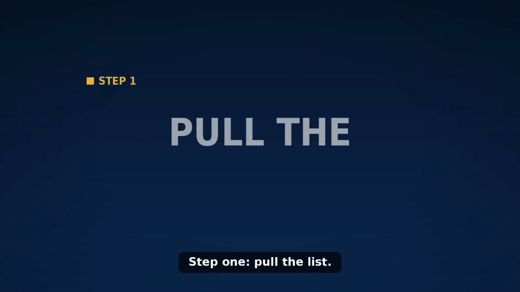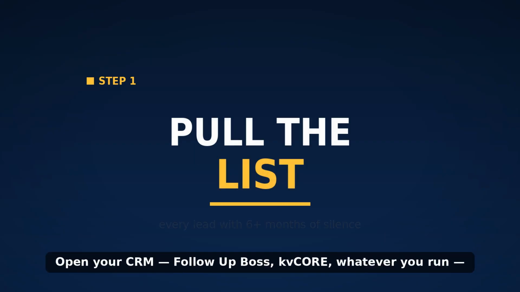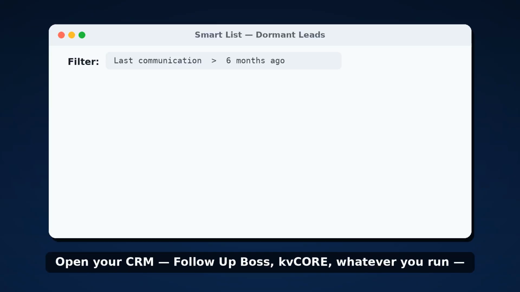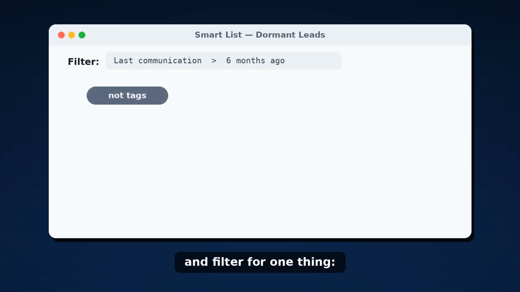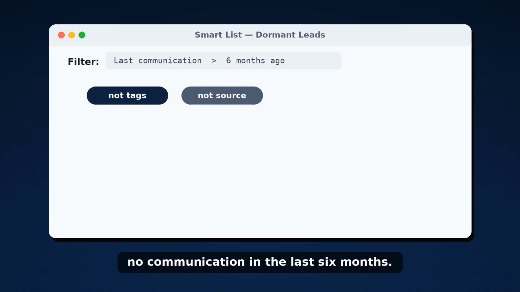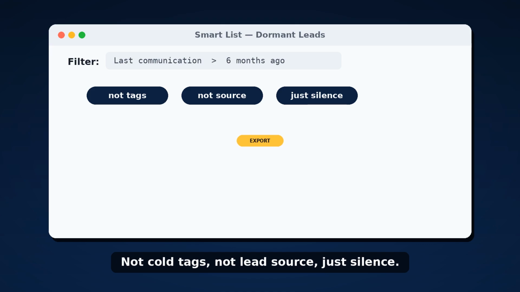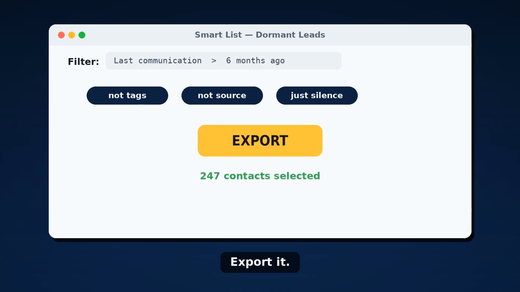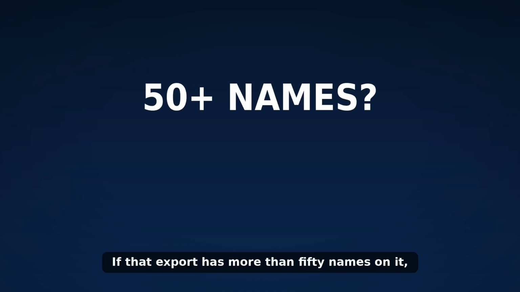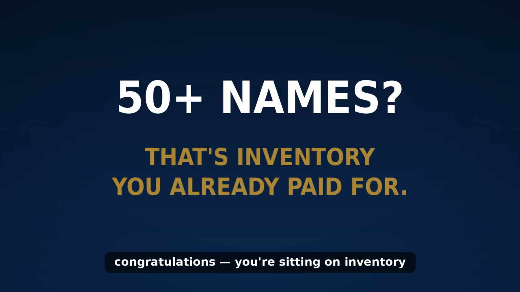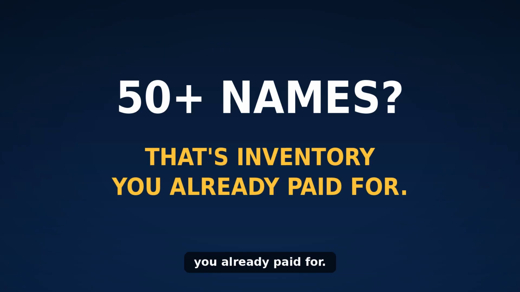Step 1. Pull the list. Open your CRM, Follow Up Boss, KVCore, whatever you run, and filter for one thing. No communication in the last 6 months. Not cold tags, not lead source, just silence. Export it. If that export has more than 50 names on it, congratulations. You're sitting on inventory you already paid for.